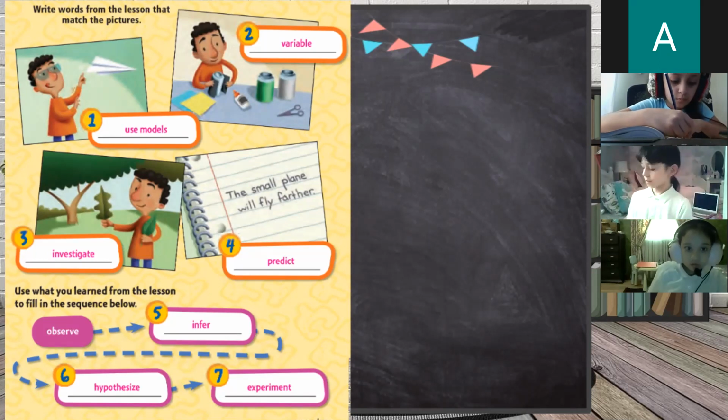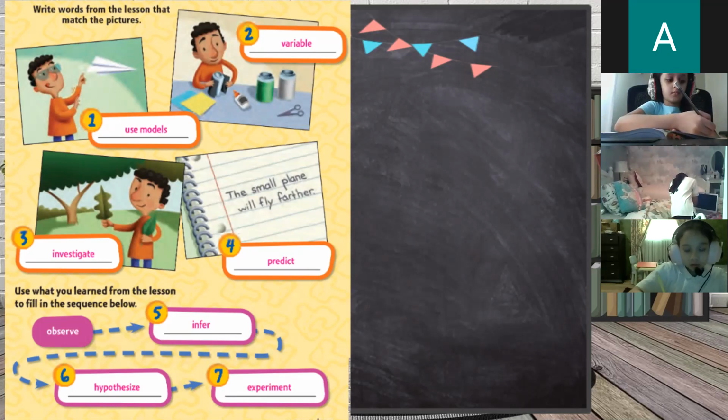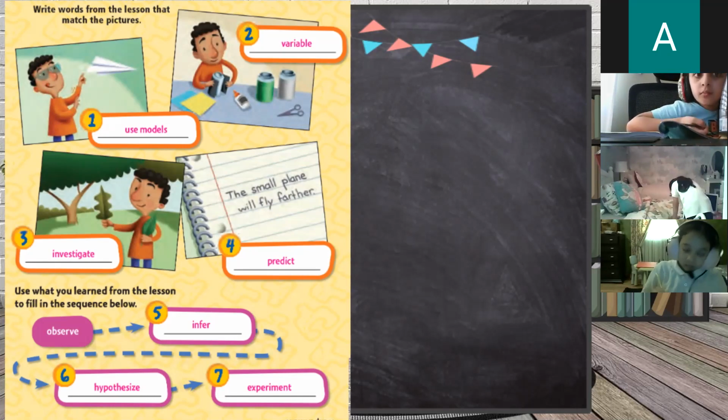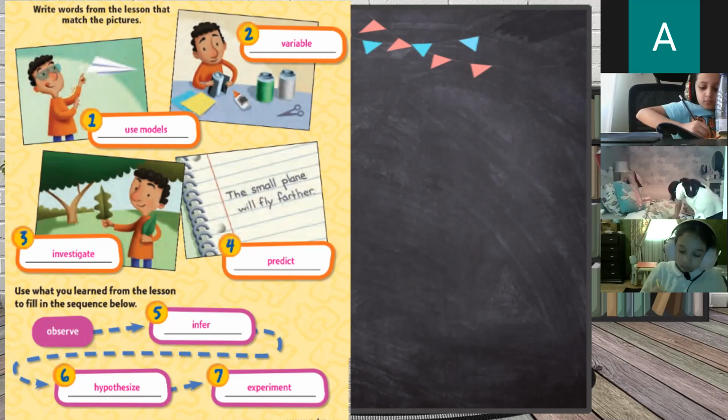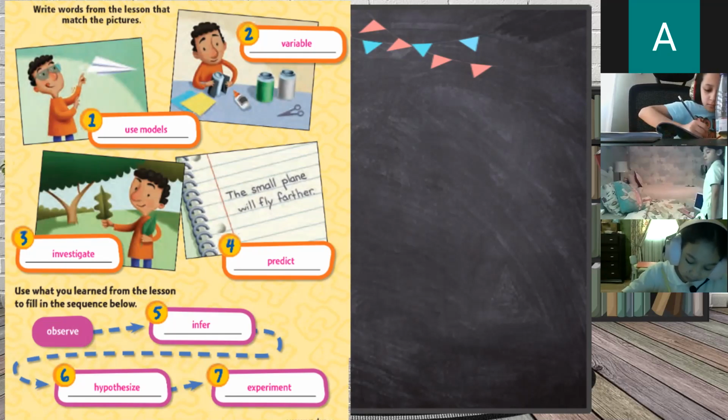Yes, he is investigating, looking, observing, and also making a comparison. Maybe he predicted something. Then number four, the statement is about to predict. He said the small plane will fly farther. He thinks of something and says, I think this will happen. See, he uses the word will. When you use the word will, maybe you are predicting. Now, number five, after you observe, you make a good guess, infer.